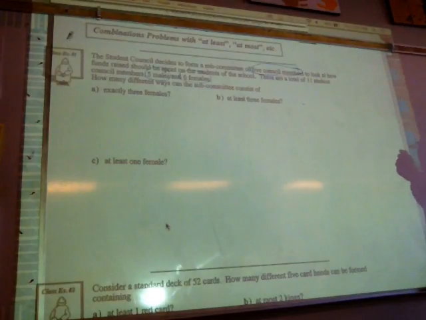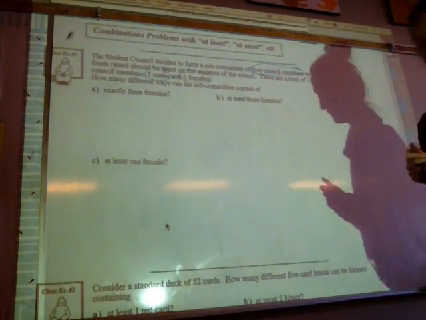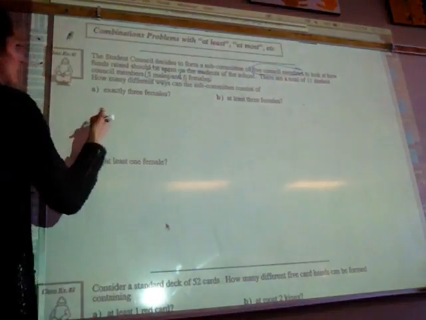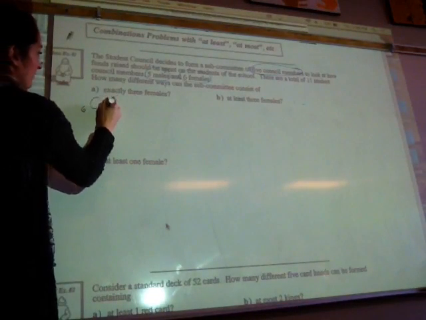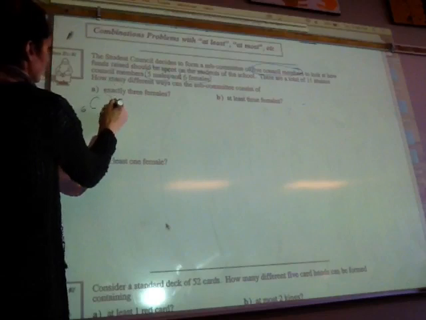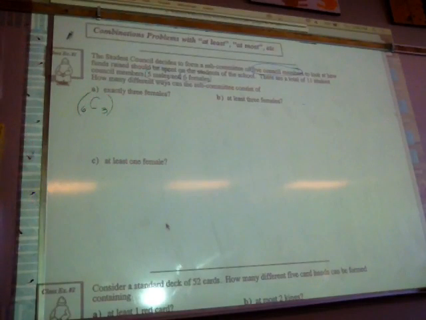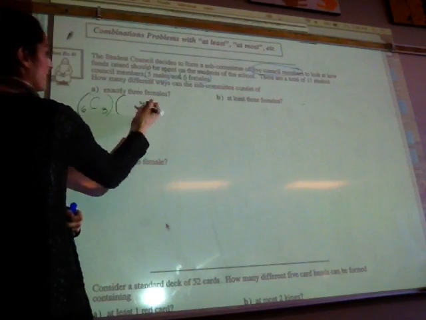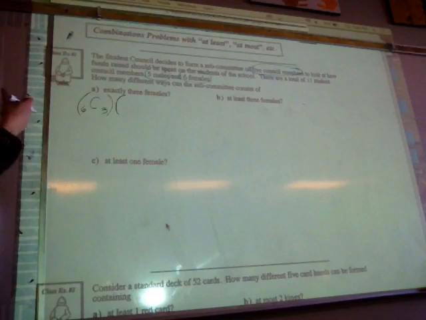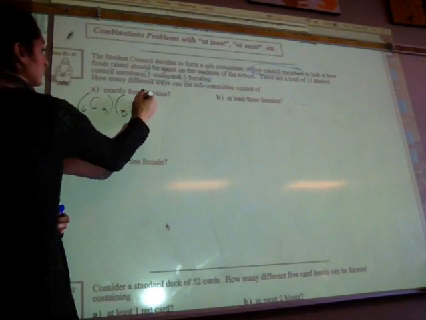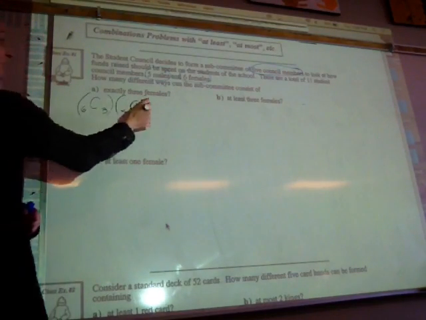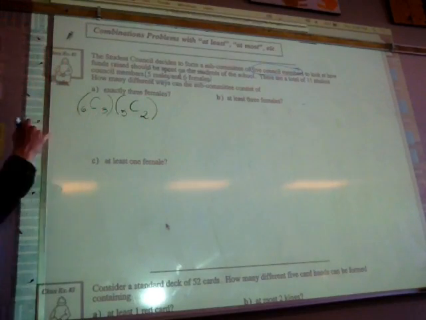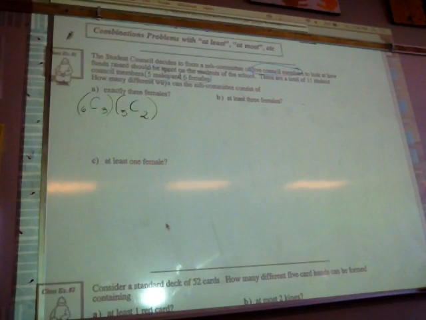How many different ways can this subcommittee consist of exactly 3 females? Well, how many females do we have? 6. We need 3 of them. But the subcommittee consists of 5 total members. So if we have exactly 3 females, we need to multiply by our selections of males as well. We started with 5 males. If we've already used 3 out of 5, that means we only need to choose 2 more, because there's 5 council members.